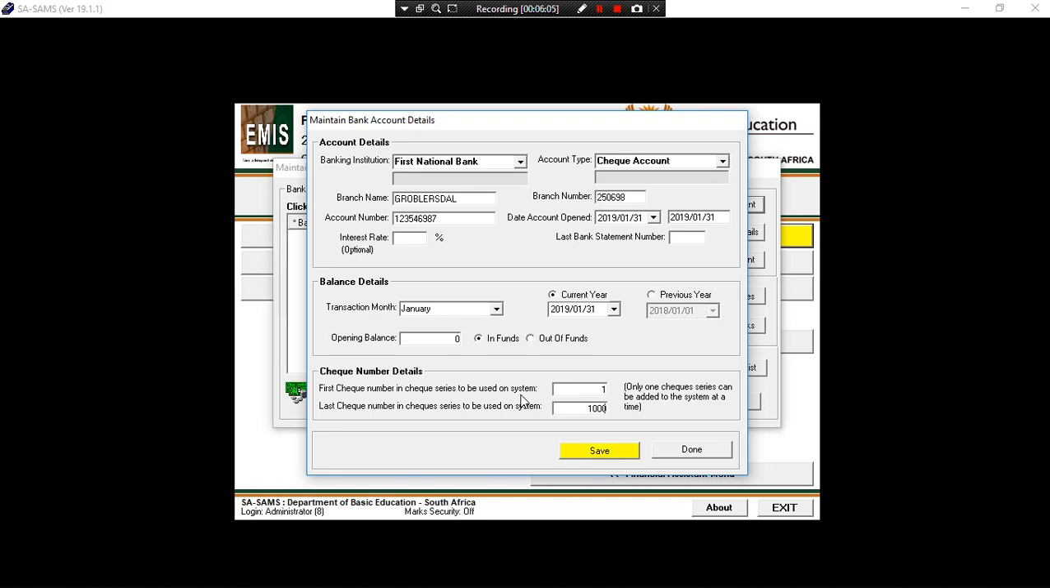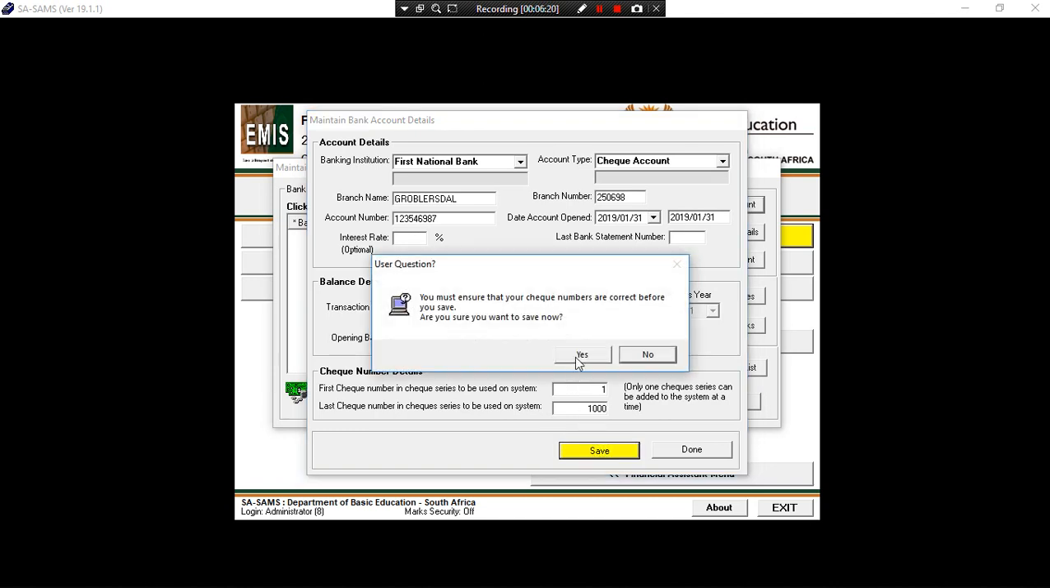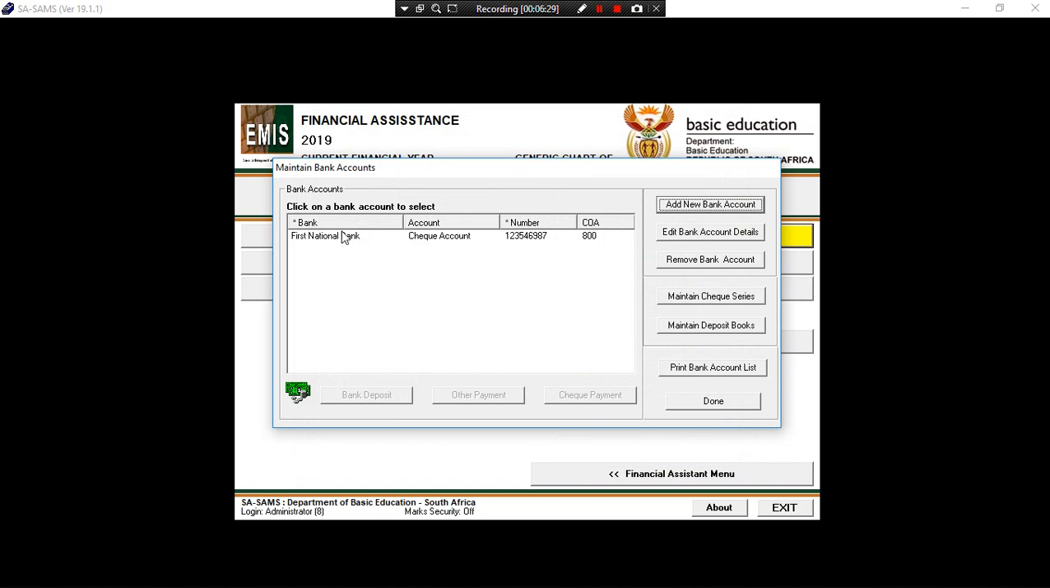Then your last check number in check series to be used will be the last number on your checkbook. Then the system will start issuing checks from check number 100. I hope that is the exact explanation. Then you save. Then it says to you, you must be sure that the check numbers are correct before you save. Are you sure you want to save? Then you say yes. Then there you have it.